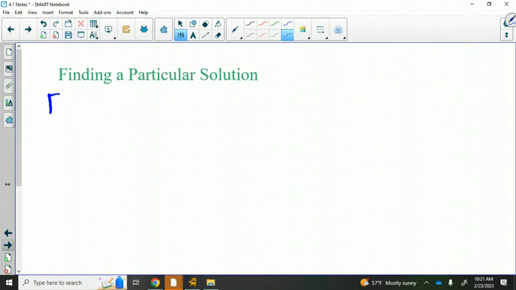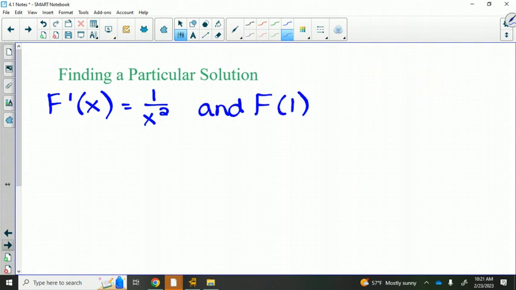We're going to do F prime of x, but it's a capital F, equals 1 over x squared. And big F of 1 equals 0. Find big F of x.